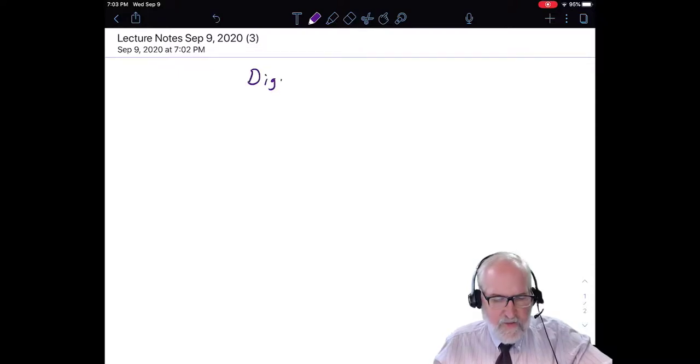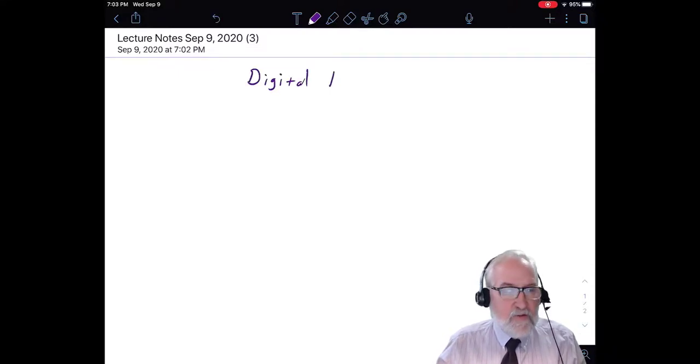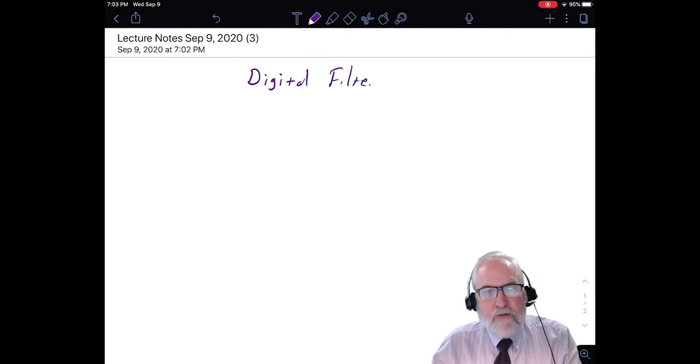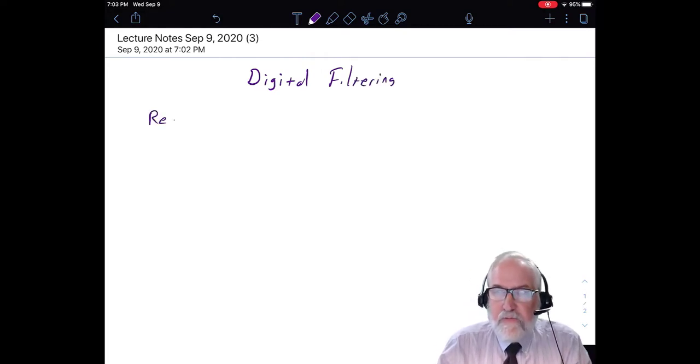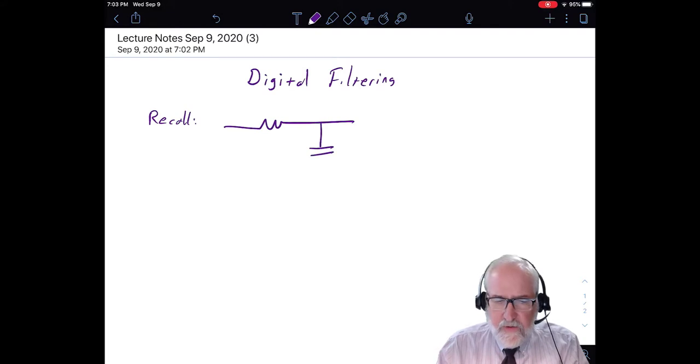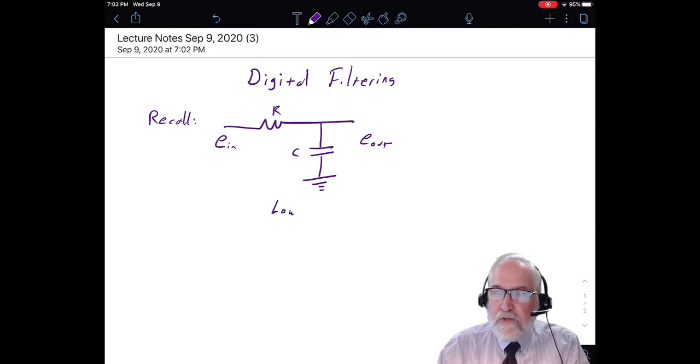So today's lecture is following up on our discussion of filtering, specifically using software to do the filtering, often called the field of digital filtering. You'll recall that one of the ways we can filter a noisy signal is through the RC circuit. It's the simplest filter available, simply a resistor and a capacitor in this configuration. The voltage comes in on the resistor. The voltage coming out is a smoothed version of the incoming signal.